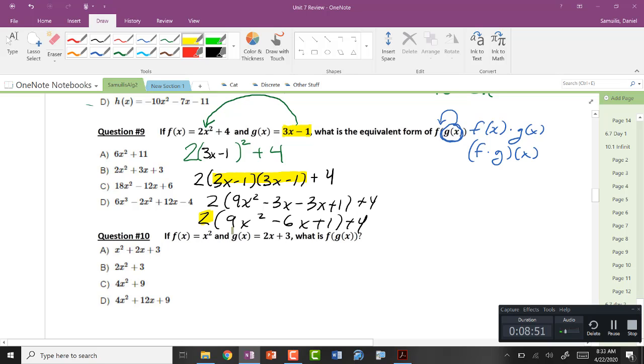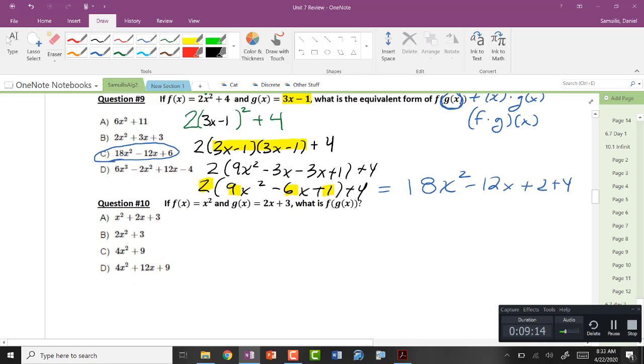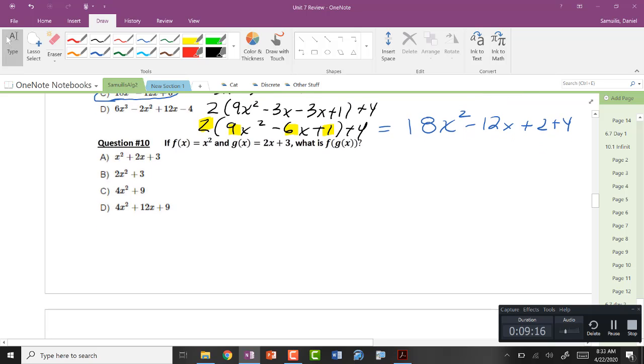Now we can distribute the 2 to these guys. So when I distribute the 2, I get 18x squared. I have to see where my answer is going here. 18x squared minus 12x plus 2 plus 4. And what do I end up with? 18x squared minus 12x plus 6. Okay, last one on this set, and then I will start a new video.